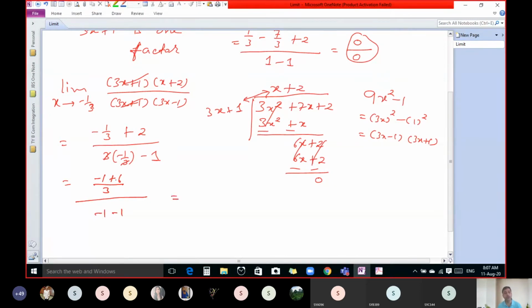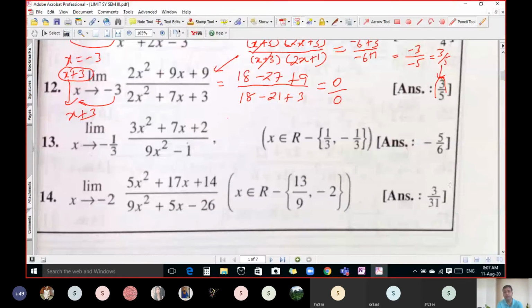So in the numerator, minus 1 plus 6, that means what? 5. So in the numerator we get 5 by 3, divided by minus 1 minus 1, which is minus 2. So ultimately, taking 2 and 3 in the denominator, we get 5 divided by 6, and the sign is minus. So ultimately the answer is minus 5 by 6. That is the answer for question number 13.